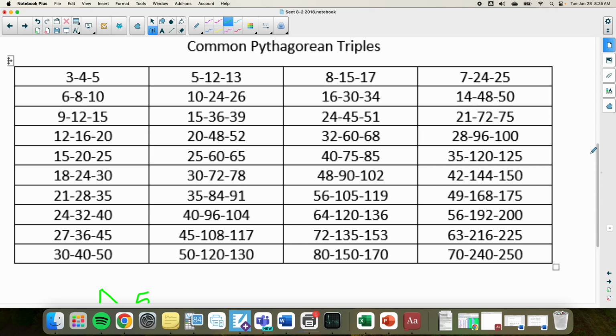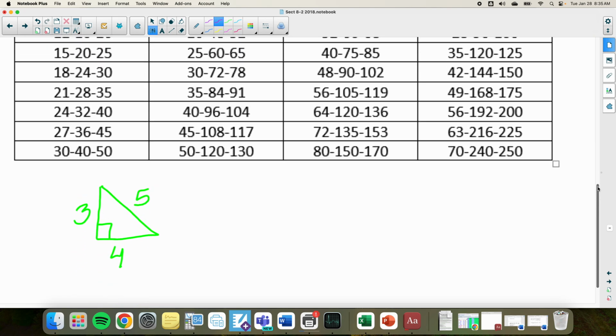Another super common one that I would like you to know is a 5, 12, 13 triangle. So these two right here are things that I would like you guys to just know, okay? If there was one other I'd like you to know, it would be that one, okay? But what they did again is they took this and they multiplied by 2, 3, 4, and so on, okay? Now, how does this work?